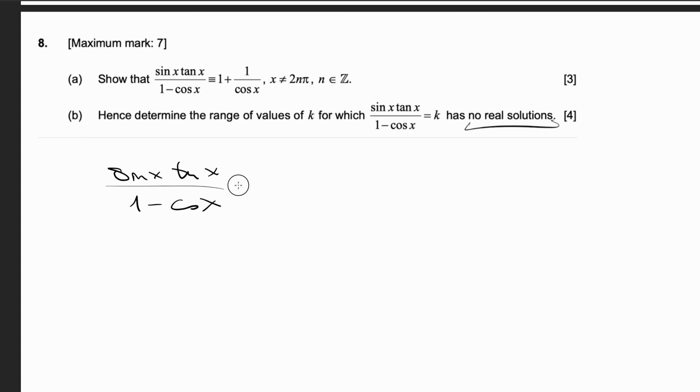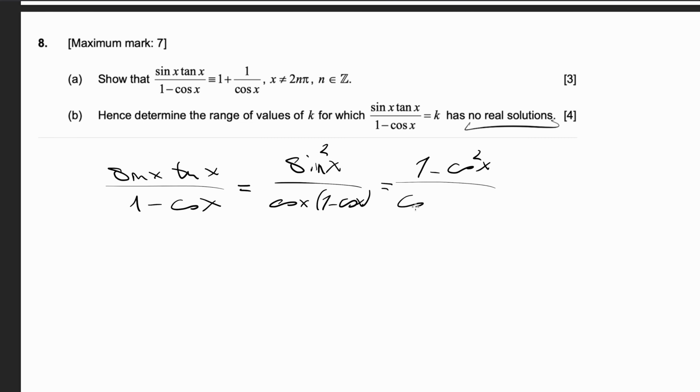Well, I guess you can write tangent of x in terms of sine and cosine, and then multiply that by sine of x, so it's going to be sine of x over cosine of x, over 1 minus cosine of x, right? Then you can use trig identities, so we know sine squared of x is equal to 1 minus cosine squared of x, over cosine of x times 1 minus cosine of x.